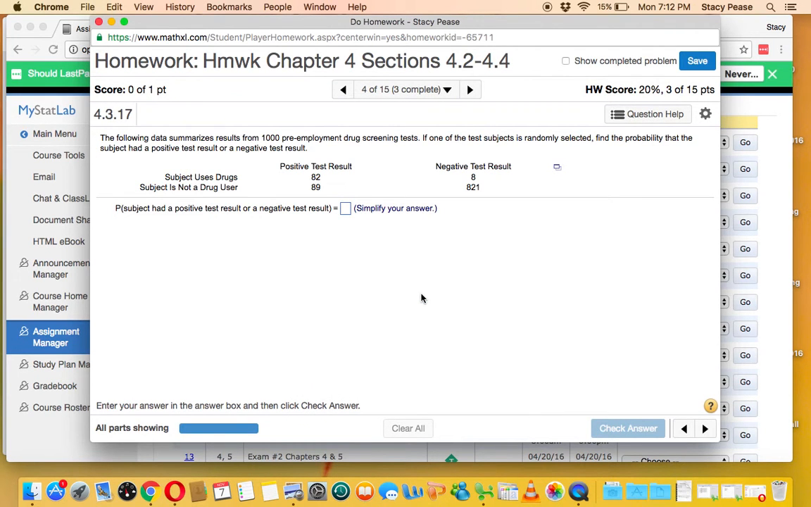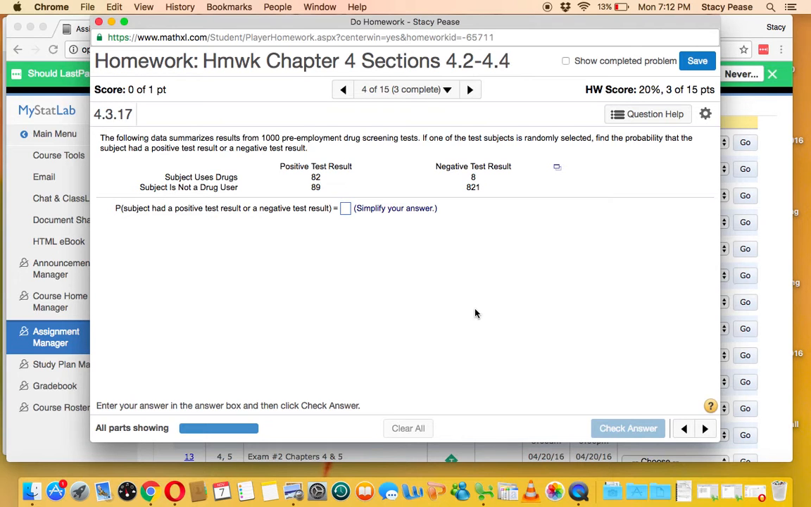Next up, this question also comes from 4.3, a little further towards the end of that section. Okay, so the following data summarizes results from 1,000 pre-employment drug screenings. If one of the subjects is randomly selected, we want to find the probability that the subject had a positive test result or a negative test result. Okay, this question is a bit of a trick question.